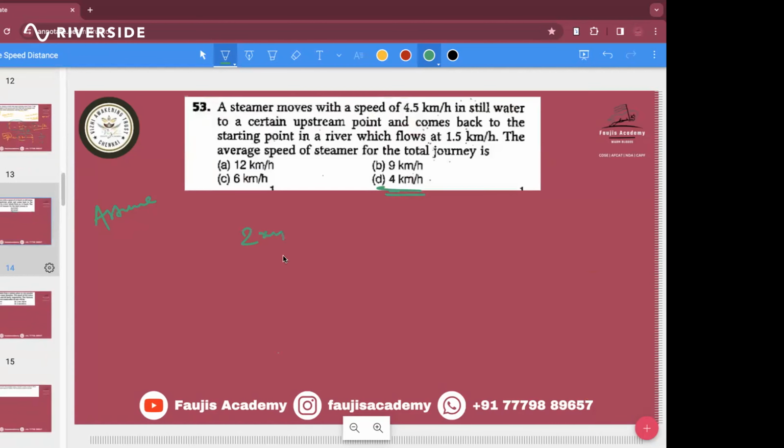2xy divided by x plus y. Let's put it in: 2 into 4.5 into 1.5 divided by x plus y. That is 6. Sir, we should take the upstream and downstream speed, right, sir? The steamer moves with speeds of 3 and 6. Yes, absolutely. You are right.